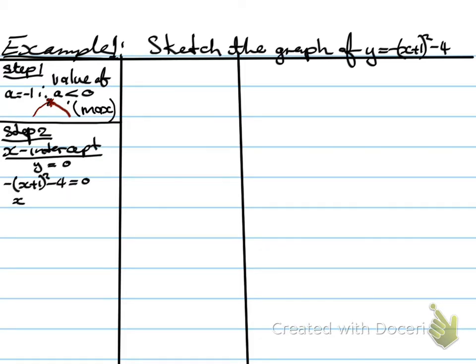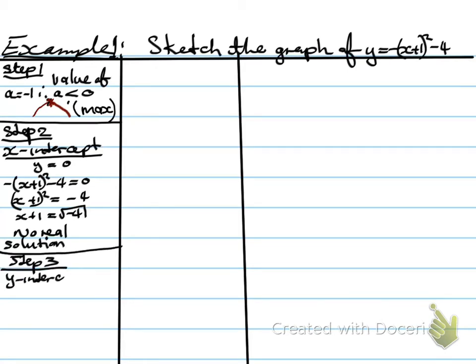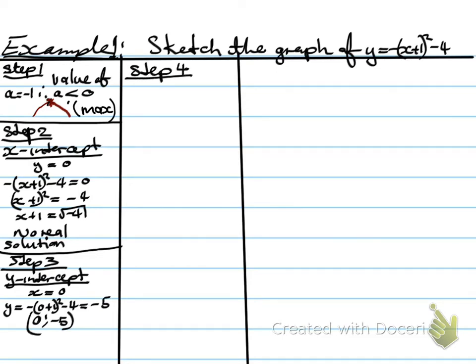Step number 2, we find our x-intercepts. We say y is equal to 0, and then we solve for x. In this case, you see that we can't find the real solutions, right? Step number 3, we find the y-intercept, which is x equal to 0, and we solve for y. So our y-intercept point is 0 and negative 5.